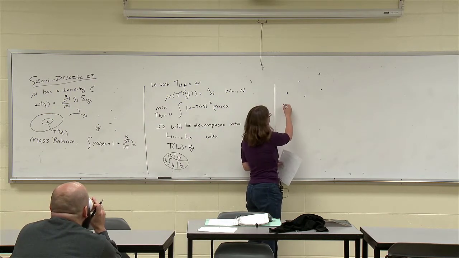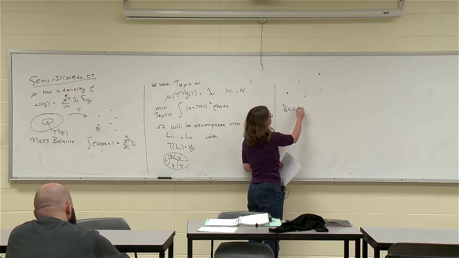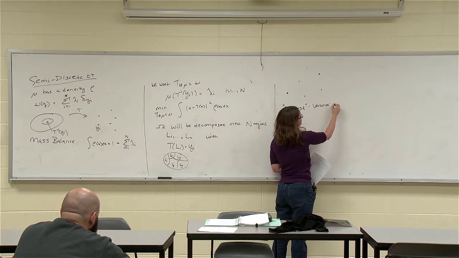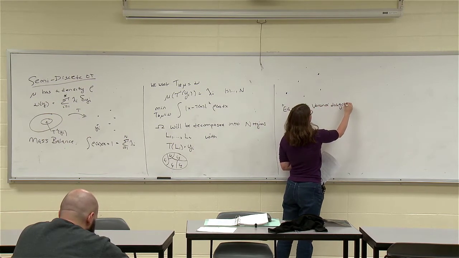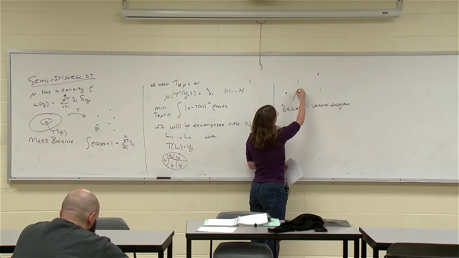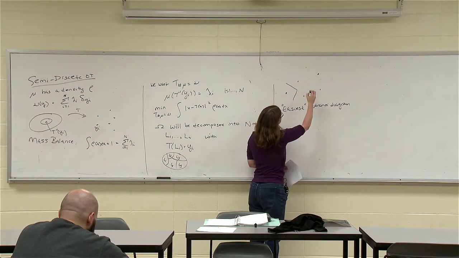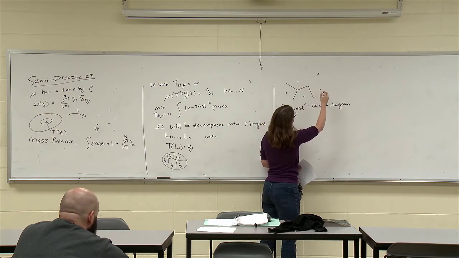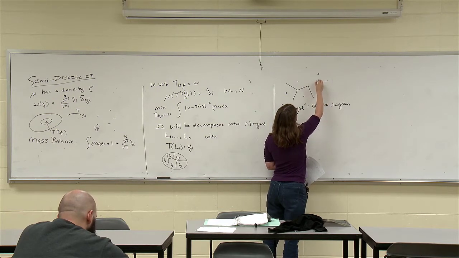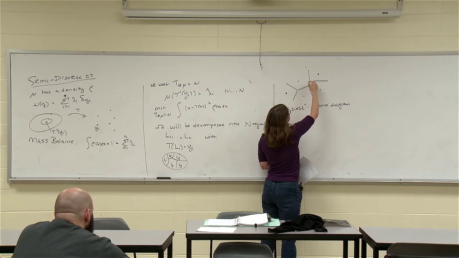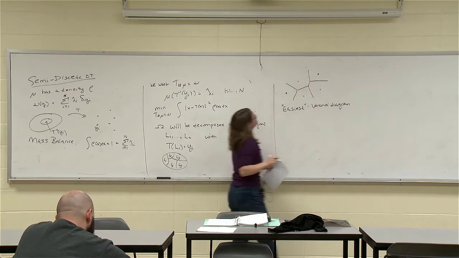Okay, so maybe the easiest thing to do would be to break this down in terms of Voronoi diagrams. So this is going to be, let's see if I can draw this, something like that. Something like that.